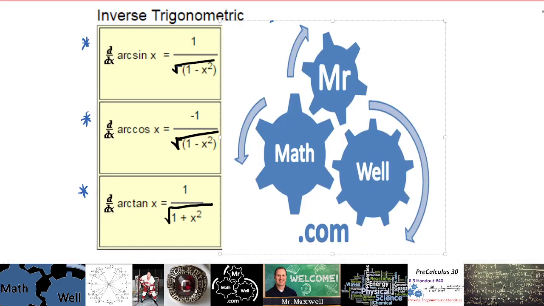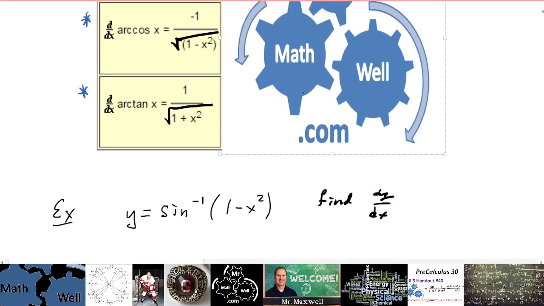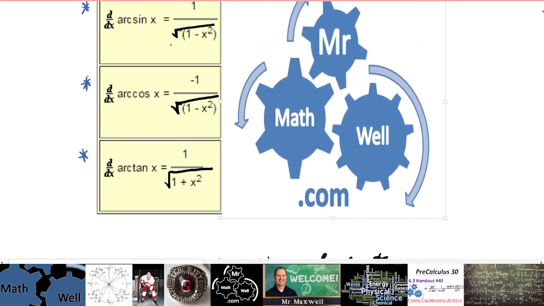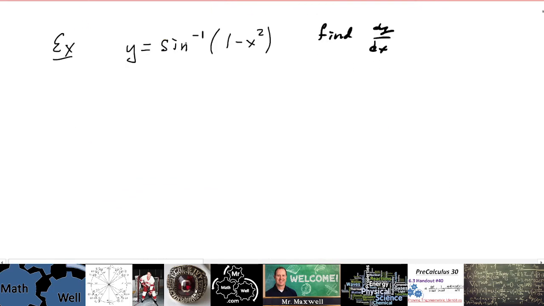Okay, so what this means is that if we want to find the derivative of an inverse trig function, I can use these as forms, right? Just basic formats. All right, so let's take a look at something like this. Go ahead and write that down.